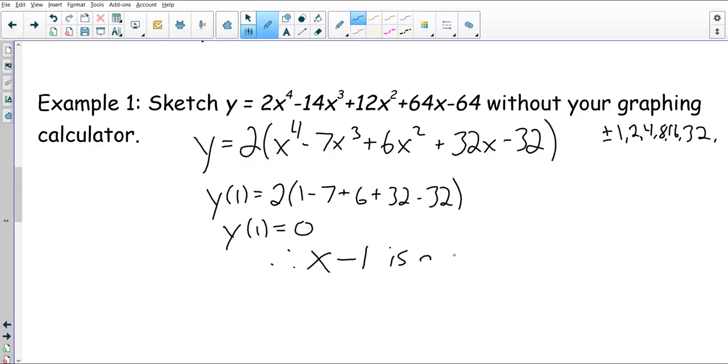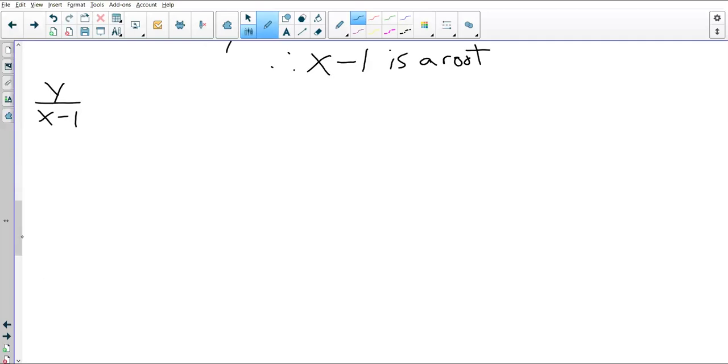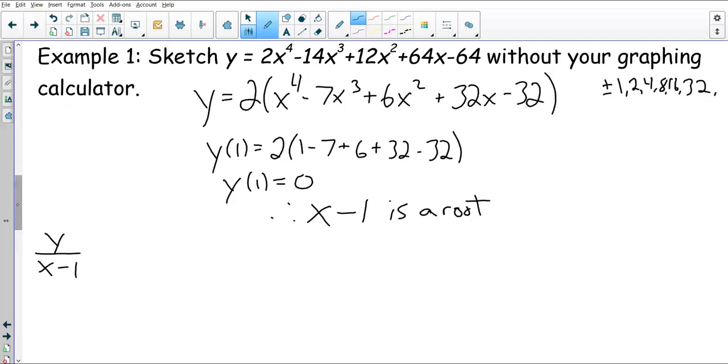is a root. So I need to take y and divide it by x minus 1. I'm going to do that using synthetic division. So I'm going to put my 1 in the box, and I don't have to worry about the 2 there, right? It's just the polynomial that's inside my brackets that I need to factor. And it'll just be a factor of 2 in front of it. So my coefficients go 1, negative 7, plus 6, plus 32, minus 32.